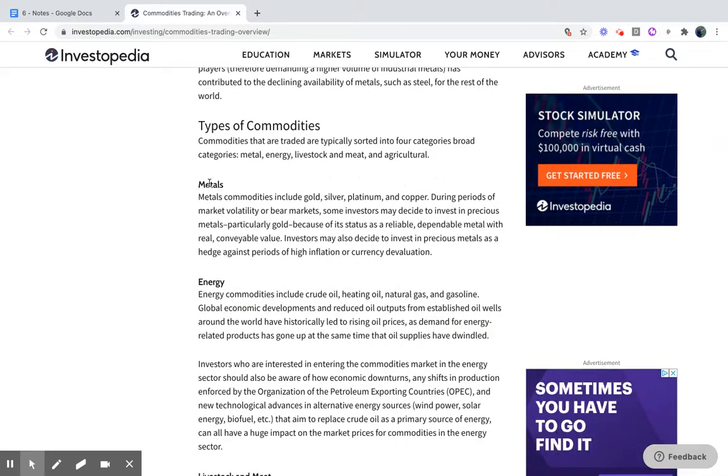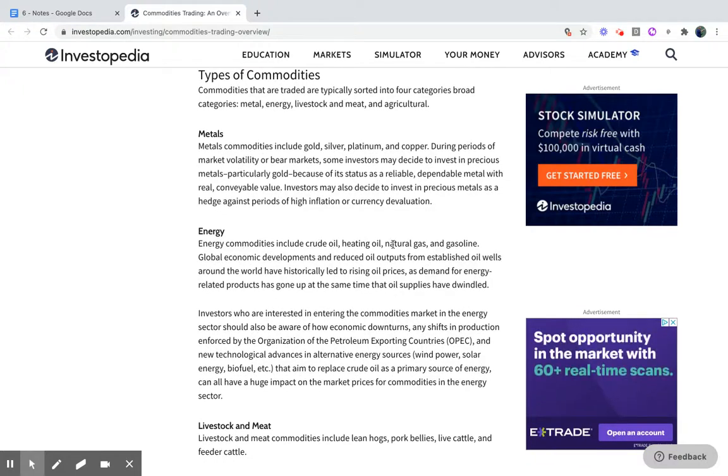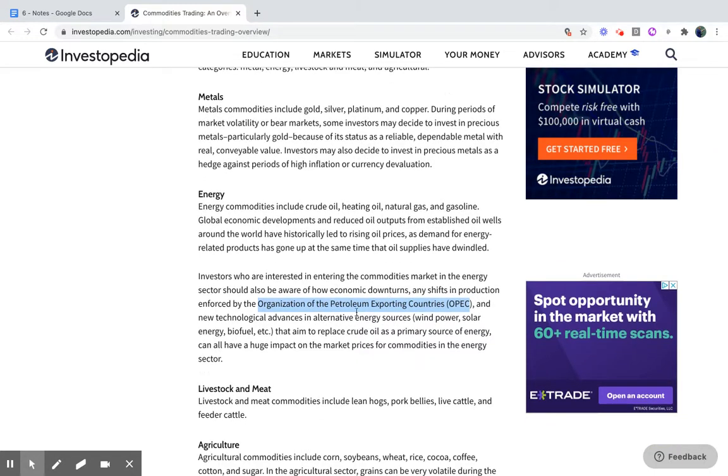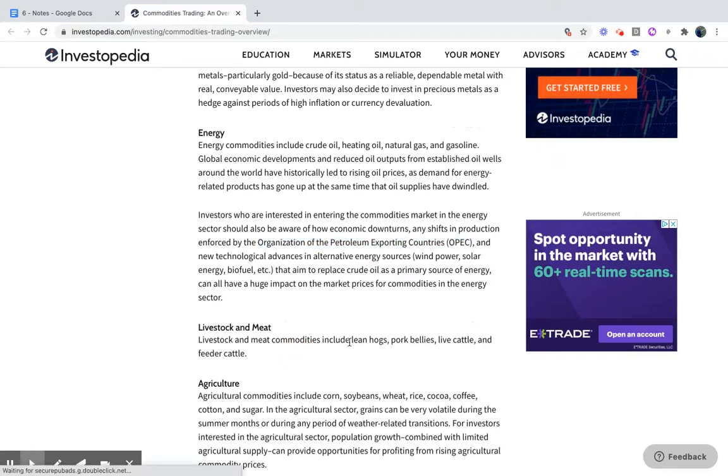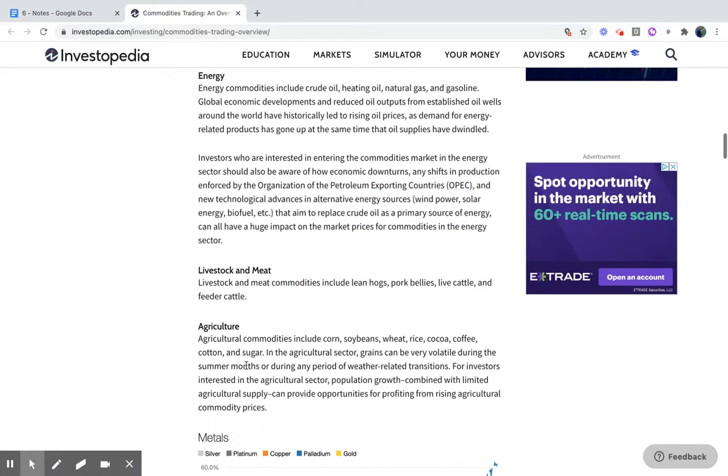So here are our four things that we talked about. Metals: gold, silver, platinum, copper. Energy: crude oil, heating oil, natural gas, and gasoline. We've seen, you may or may not know this, I don't know this name, OPEC. Investors interested in entering the commodities market in the energy sector should also be aware of economic downturns, any shifts in production enforced by OPEC, and new technological advances in alternative energy sources. Those, like wind and solar and biofuel, are going to impact energy. Livestock: hogs, pork bellies, cattle. Agriculture: wheat, rice, cocoa, soybeans, all those things that we're going to be growing.